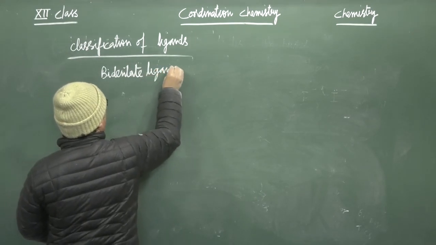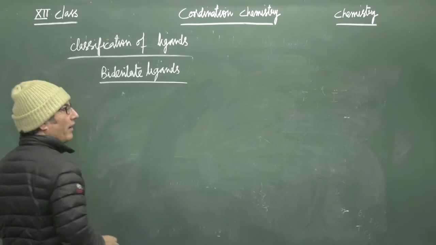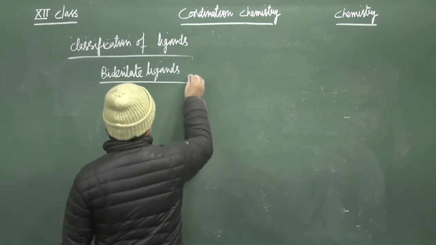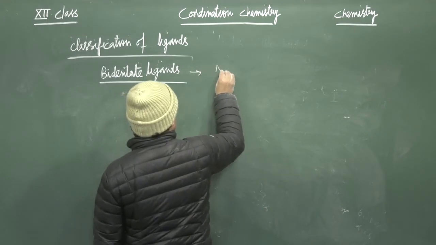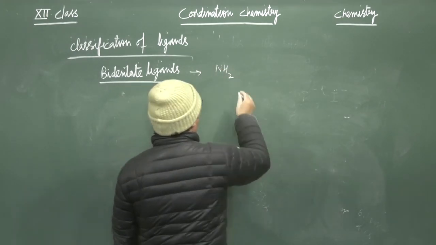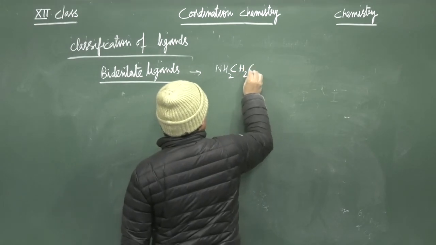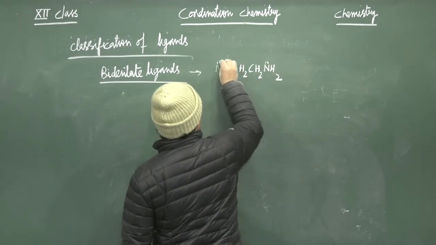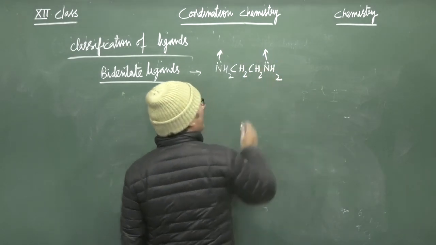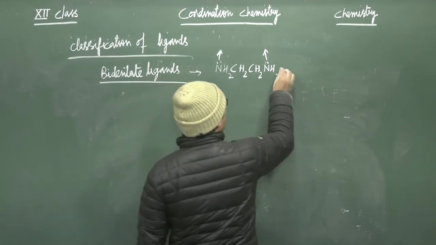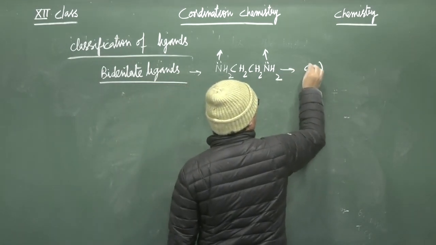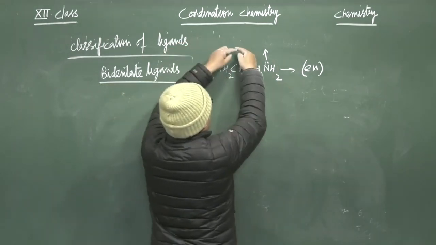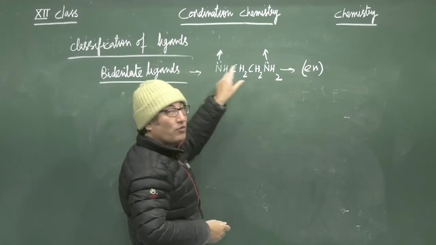Bidentate ligands. They have two donor atoms that can bind with the central metal ion. The examples are NH2-CH2-CH2-NH2. This is ethylene diamine. It is abbreviated as EN. It has two donors to bind with a single central metal ion using its two donor atoms.